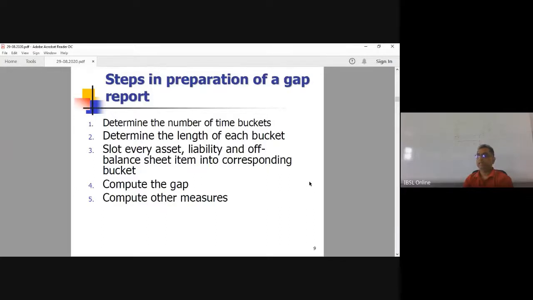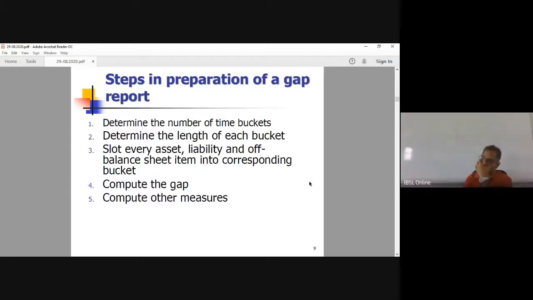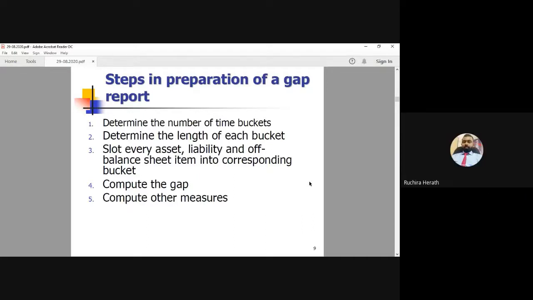And then again, determine the length of each bucket. What does that mean? So you've established that you have assets and liabilities up to 5 years. Fine, good. And then you have X number of buckets you want to create. But how do you determine the length of buckets? Is it 1 to 3 months, 1 to 2 months, 1 to 6 months? How do you determine that? Basically, by looking at your portfolio. If there are more 1 month or 3 months or 1 year deposits, based on that, you need to decide the length of bucket.